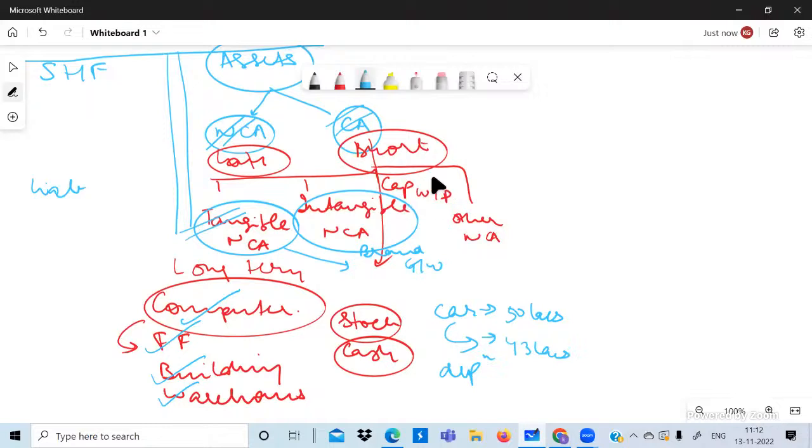Along with that, a company could have capital work in progress. What's a capital work in progress? A capital work in progress is a non-current asset which as of now is not complete. For example, let's say I'm making a factory.